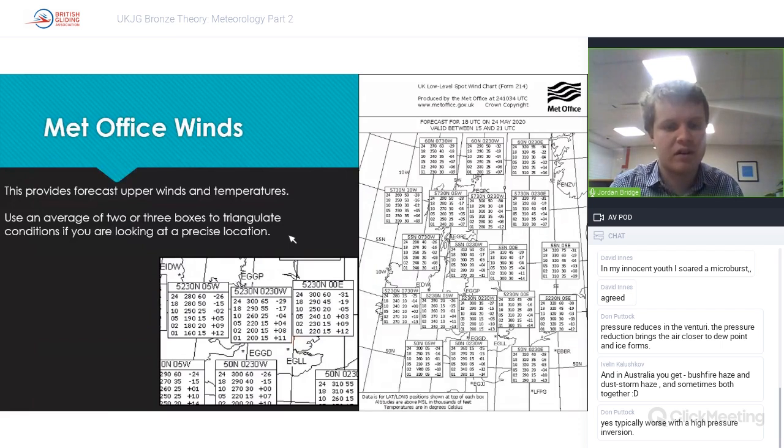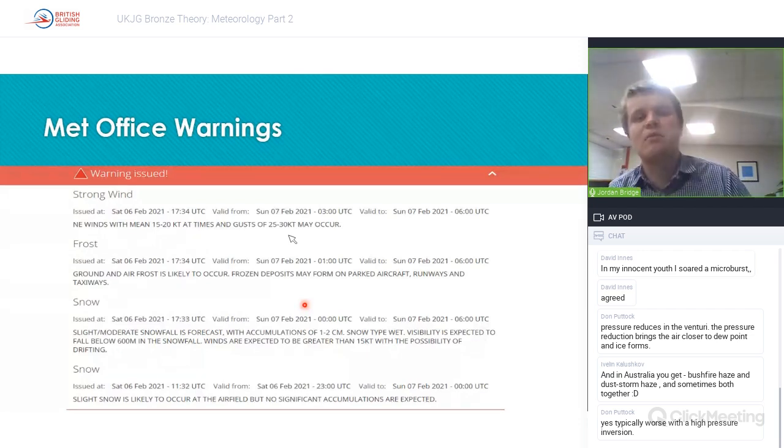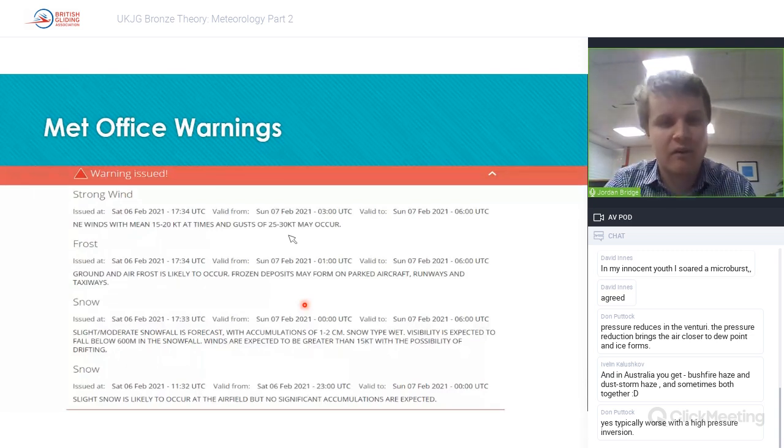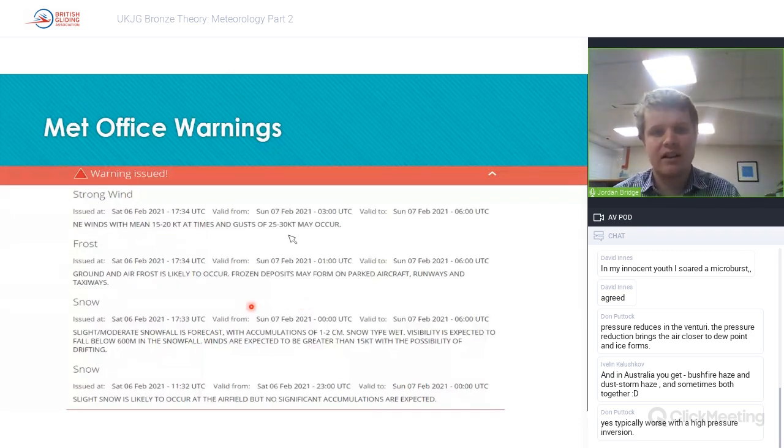So again, very, very useful charts. They also produce warnings, and this is actually a valid warning at the moment for the UK, for Lasham, for the rest of the day and into tomorrow, looking at slight to moderate snowfall. These are separate from the public weather warnings. The weather warnings in aviation happen a bit more frequently, simply because we're obviously doing slightly more hazardous things. So you'll see stuff like where frost is likely and when snow is likely and when even winds that are not actually that strong are around.